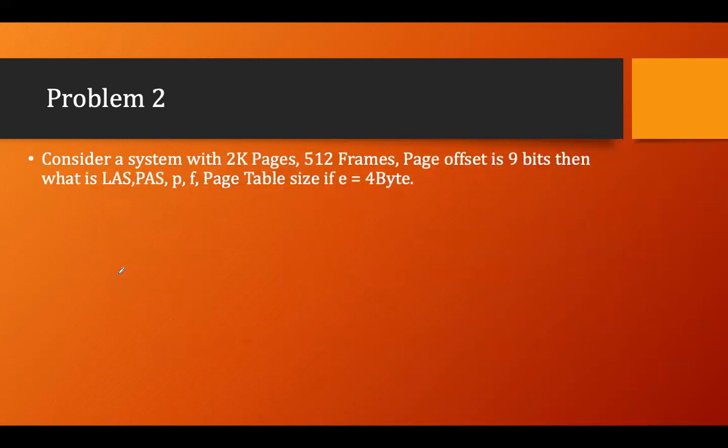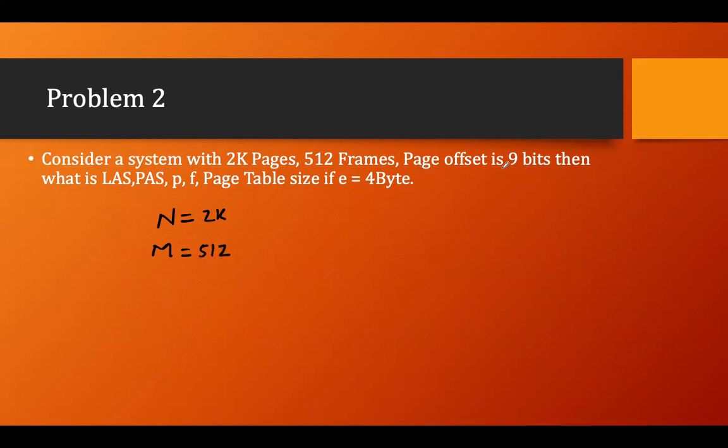Now let's go to problem number 2. Problem number 2 says: consider a system with 2K pages. So we have the number of pages written, right? The number of pages is 2K. And 512 frames. So the frames are also given. Let's say M is 512.